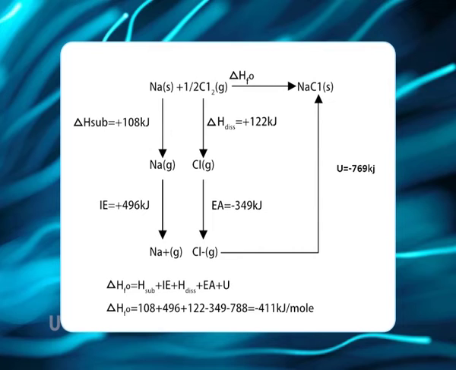Similarly, chlorine gas has to be converted to chlorine atom. So for this process we have to supply an energy which is equal to half of the dissociation energy of the chlorine molecule. The chlorine atom gets an electron and gets converted to chloride ion in its gaseous state. In the process it undergoes an energy change that is given by the electron gain enthalpy of the chlorine atom.